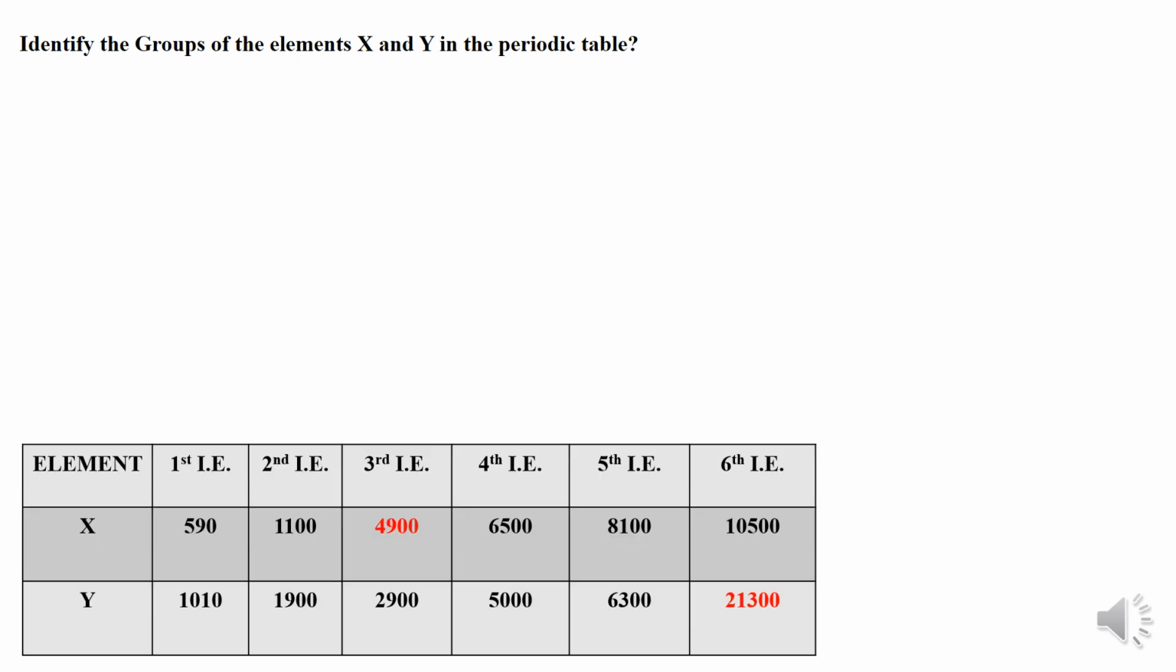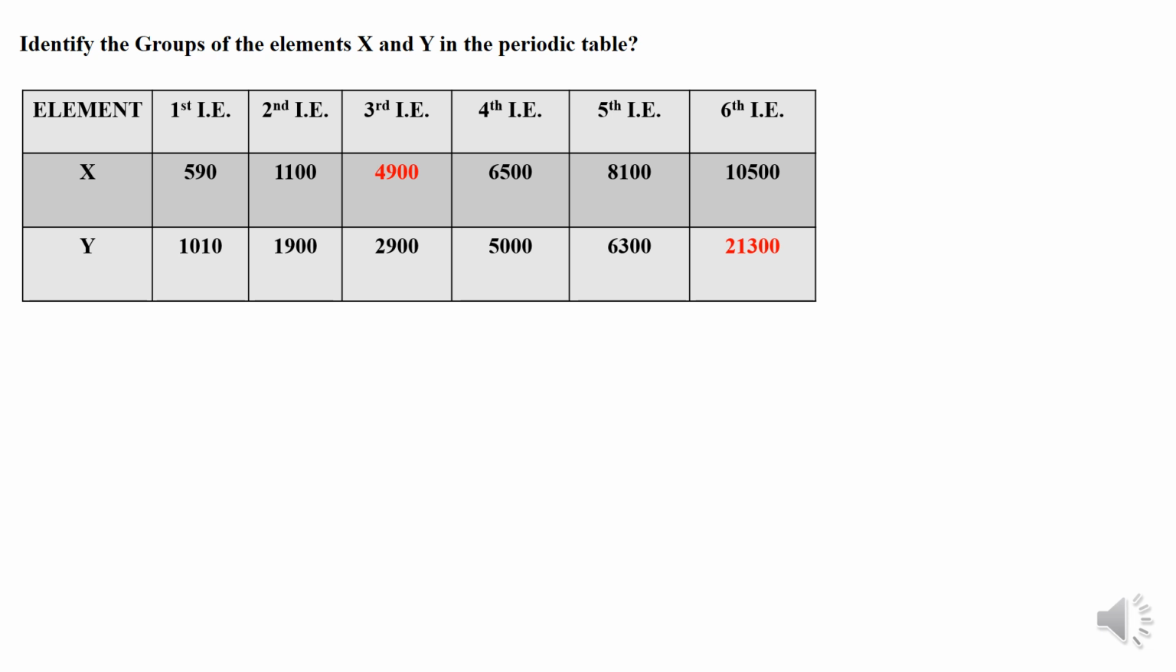Time for practice question. Now you have to identify the groups of the elements X and Y in the periodic table. So you are given 6 successive ionization energies for elements X and Y, and you have to identify the group to which elements X and Y belong based on their ionization energy values given in this table. So you have to see where actually the jump is.